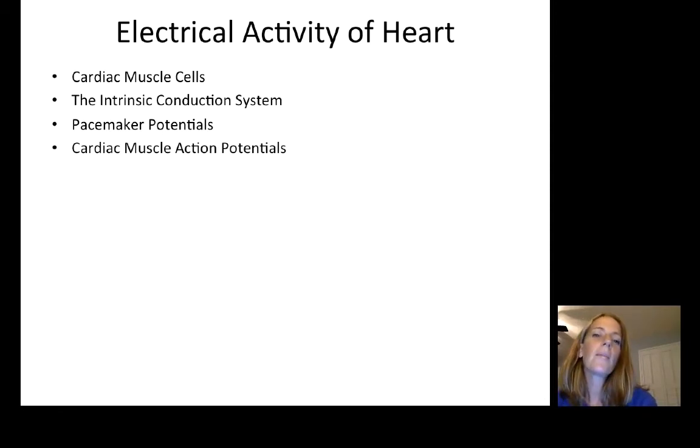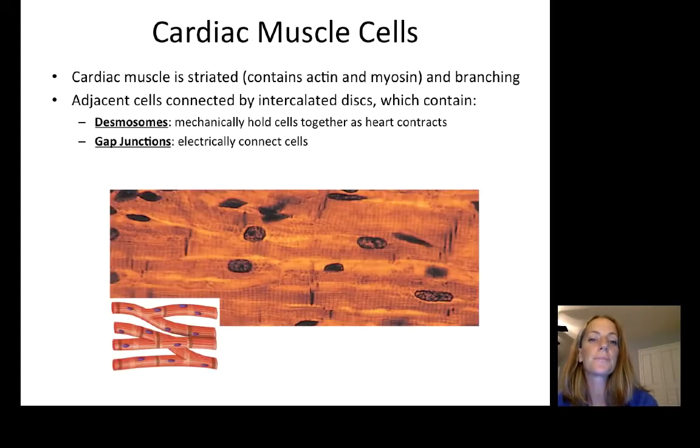So now let's talk a bit about the electrical activity of the heart. I'm going to talk to you about cardiac muscle. I'm going to talk to you about the anatomy of the electrical system of the heart, which is the intrinsic conduction system. And then we're going to talk about two types of action potentials: action potentials within the intrinsic conduction system that we call pacemaker potentials, and then action potentials in the cardiac muscle, which we're going to call cardiac muscle action potentials.